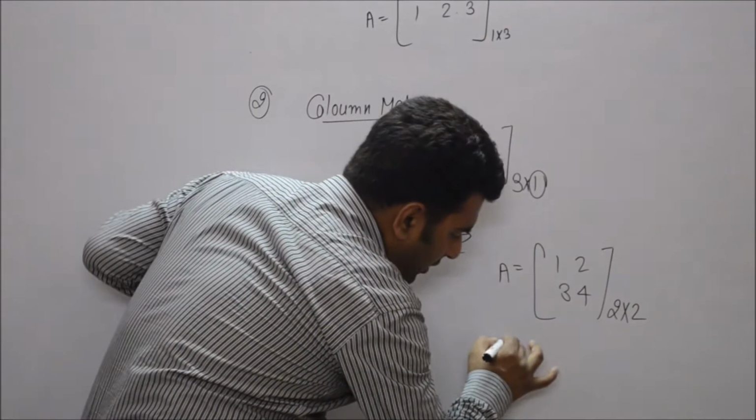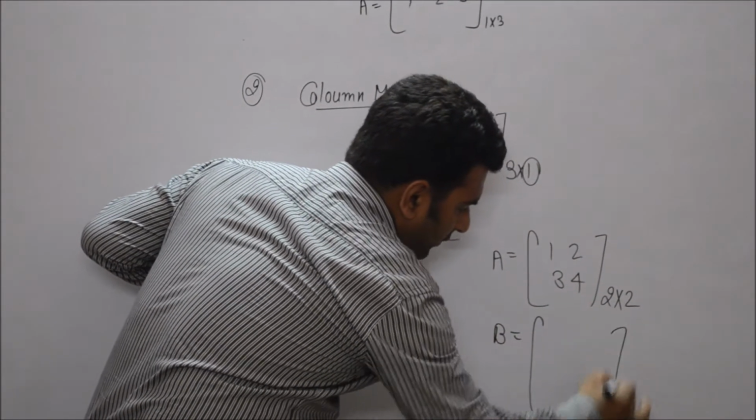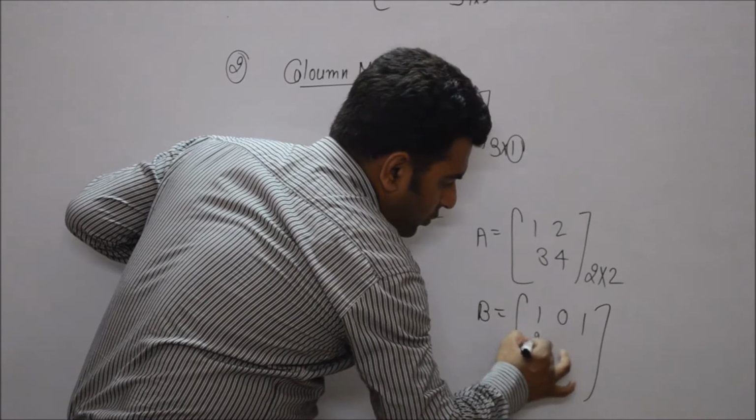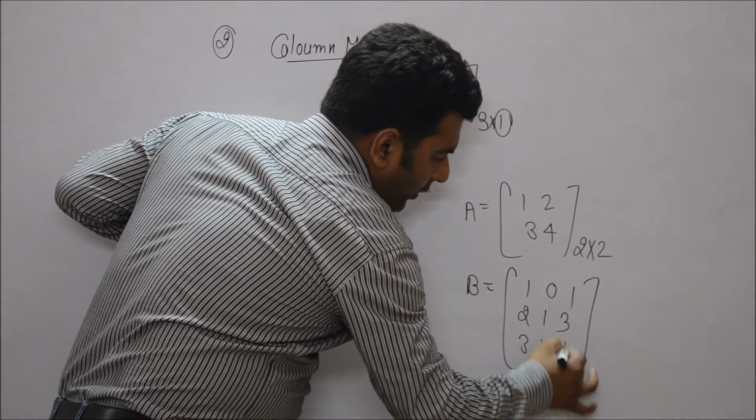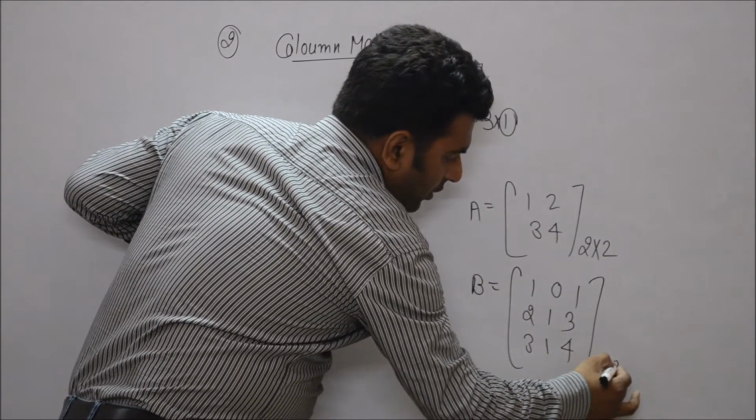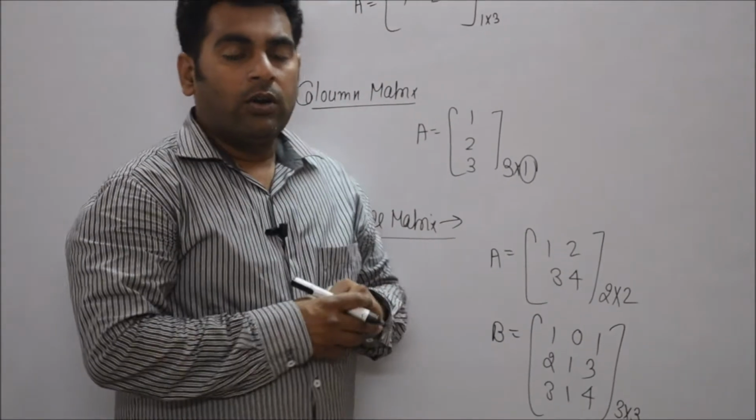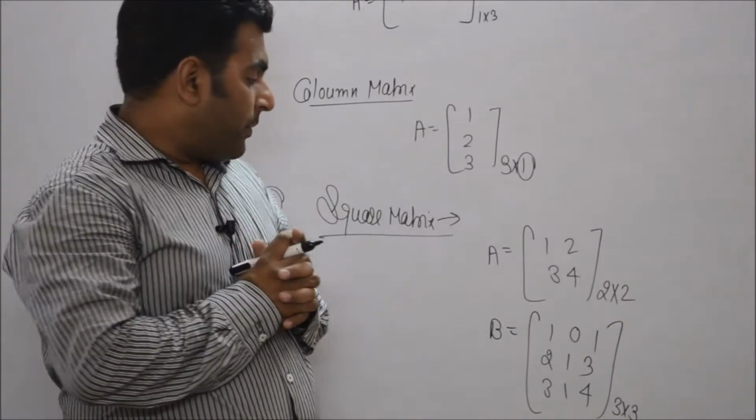If I take another example of order 3 by 3, then we can write 1, 0, 1, 2, 1, 3, 3, 1, 4. This is a matrix of order 3 by 3. Of course, this is also a square matrix.